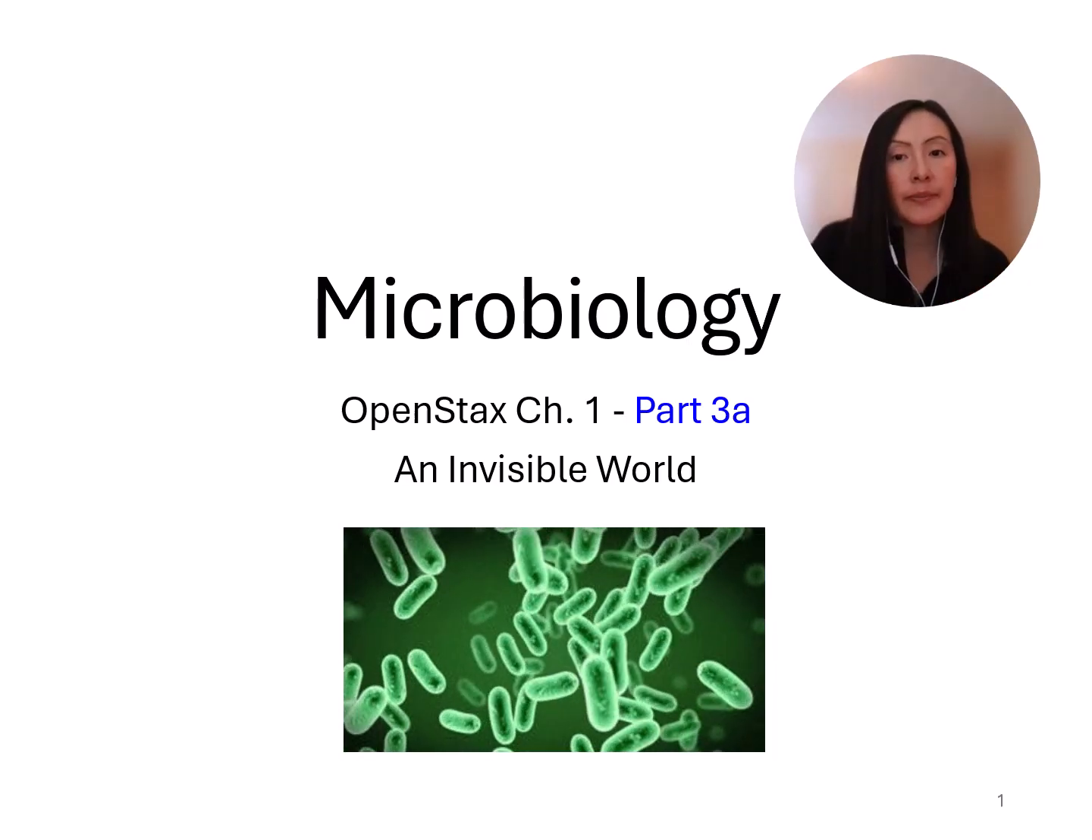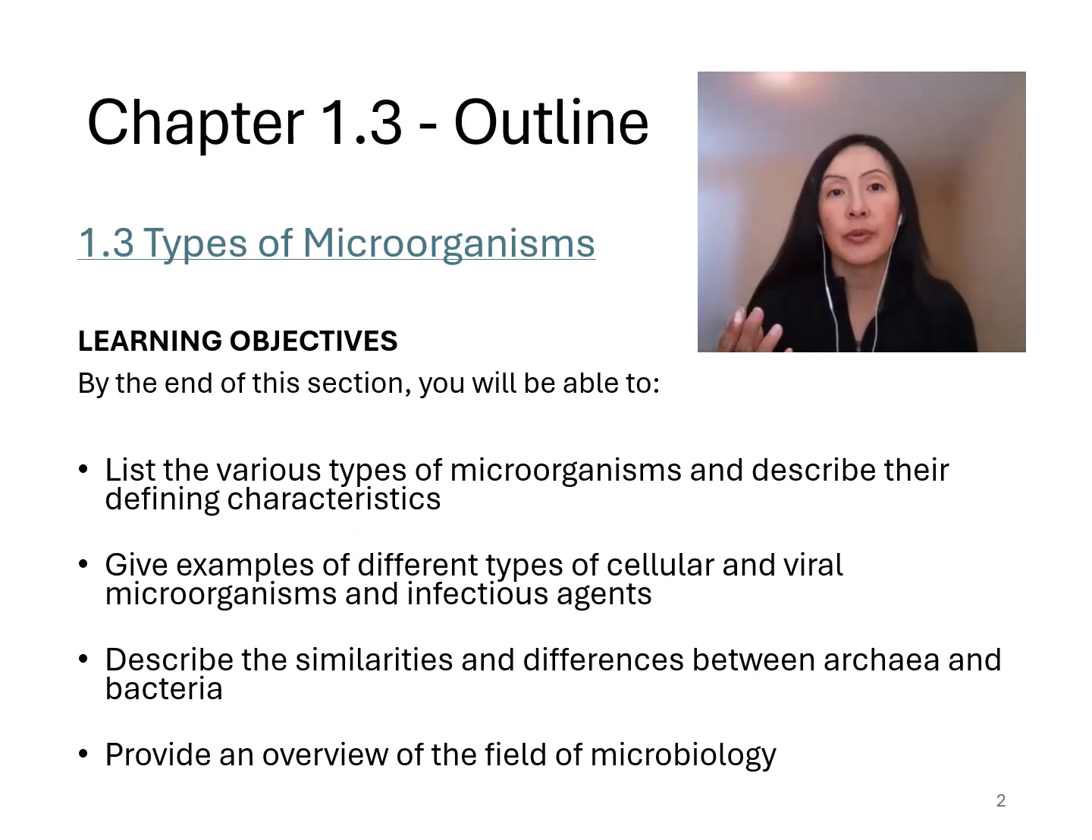In Section 1.3, we're going to be looking at different types of microorganisms and their major characteristics, including acellular microbes like viruses and infectious agents. By the end of this section, you'll be able to describe their similarities and differences, and you should also be able to provide a very general overview of the field of microbiology using your knowledge from the entire chapter, Chapter 1.